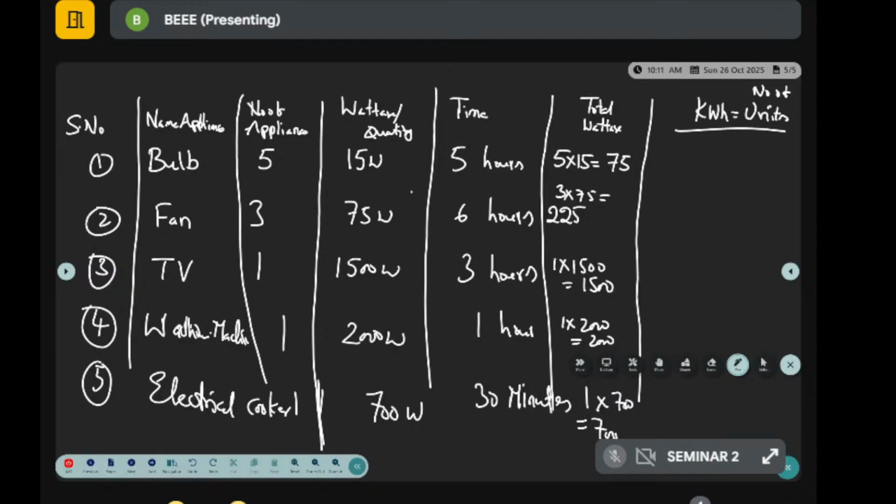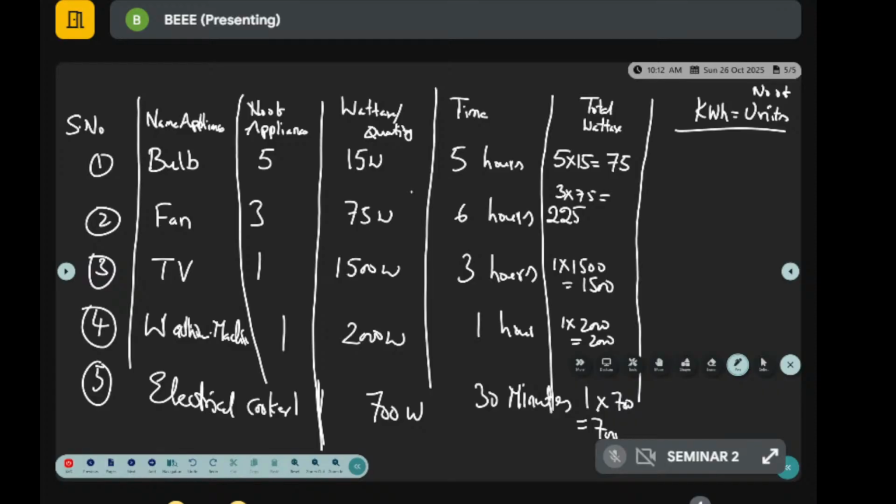What is the formula for total wattage? Watts per unit into total number of appliances. You have to multiply 5 into 15 like that. How many bulbs are there? This is for one bulb actually. 5 bulbs, so 75 watts will be consumed. Here the totals are 75 watts, 225 watts, 1500 watts, 2000 watts, 700 watts. Now here we require kilowatt, not watt.